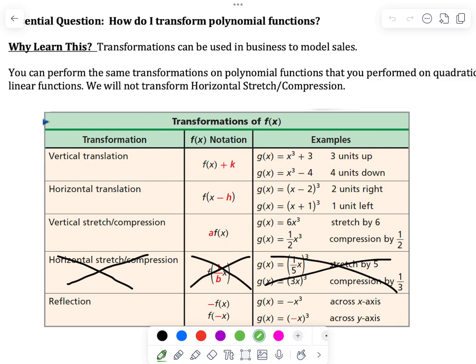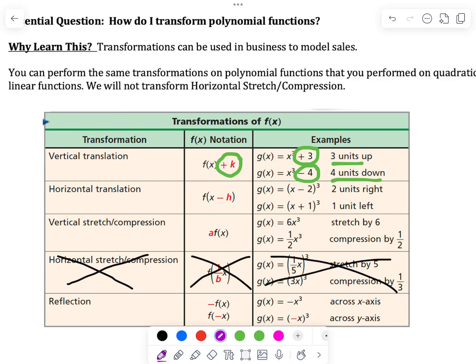So that happens outside the function. So if we have a plus 3, it's going to move up 3. If it's a minus 4, it'll move down 4. And that's when you have a plus or minus k.